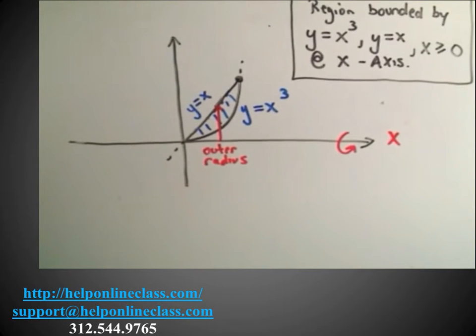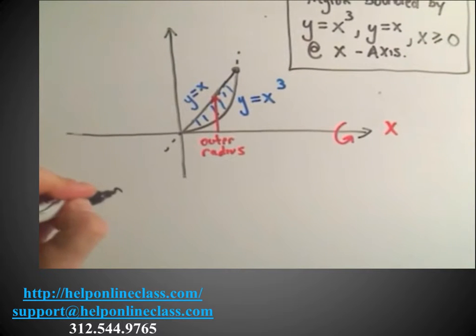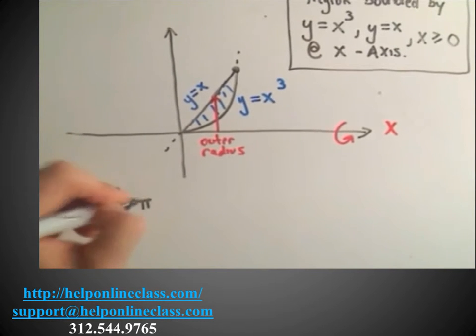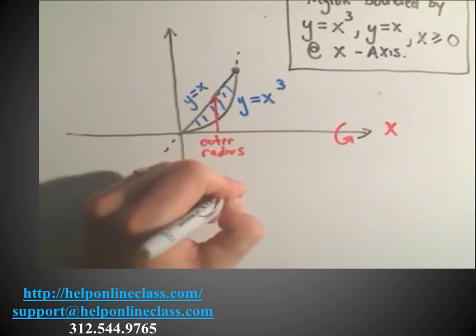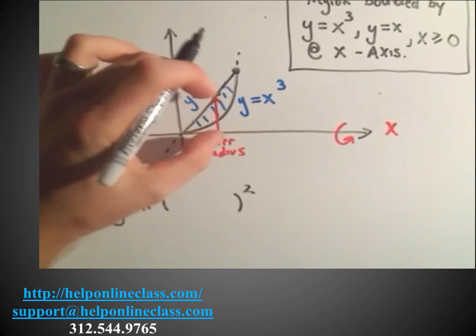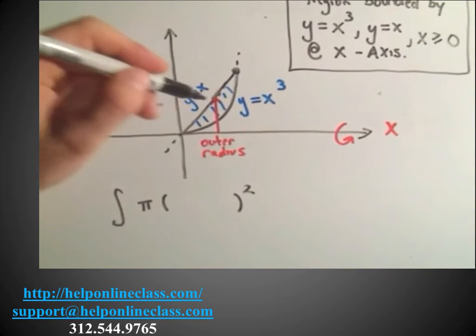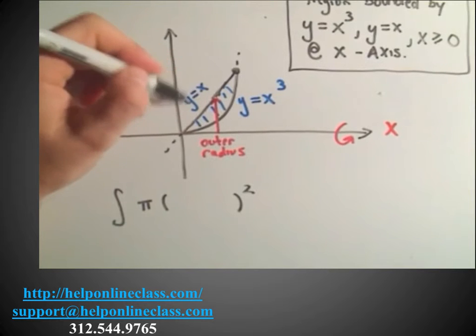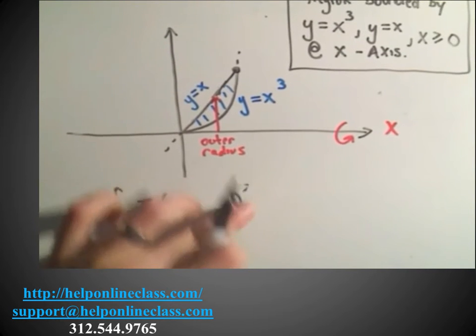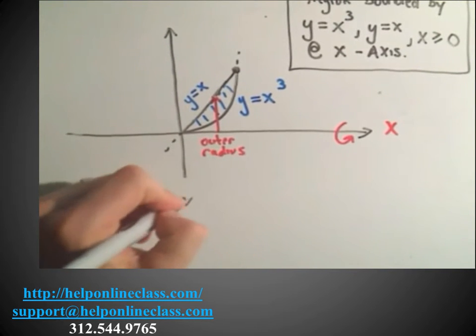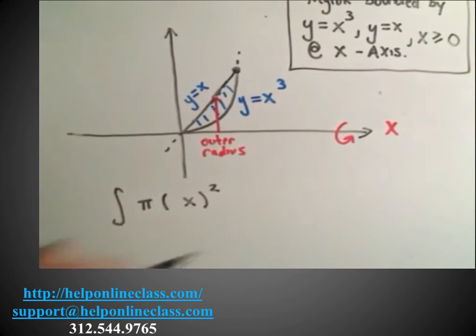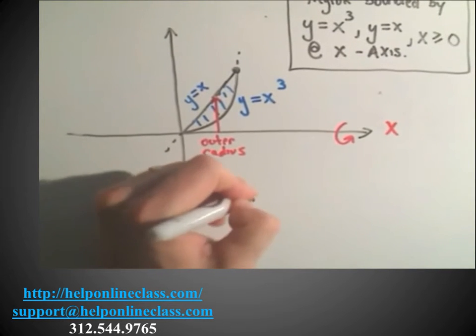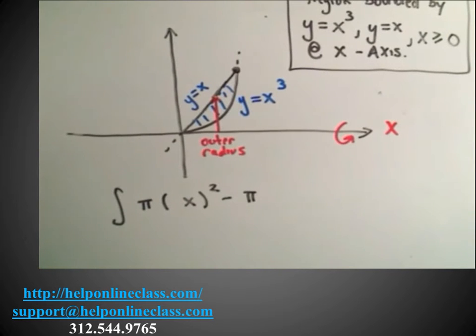So we'll figure out the limits of integration here in just a second. You might even be able to just guess them. So for the outer radius, if I'm at some random x-coordinate, the length of this arrow comes from the y value, which is just coming from the function. So the outer radius would be just x squared, minus pi times the inner radius.